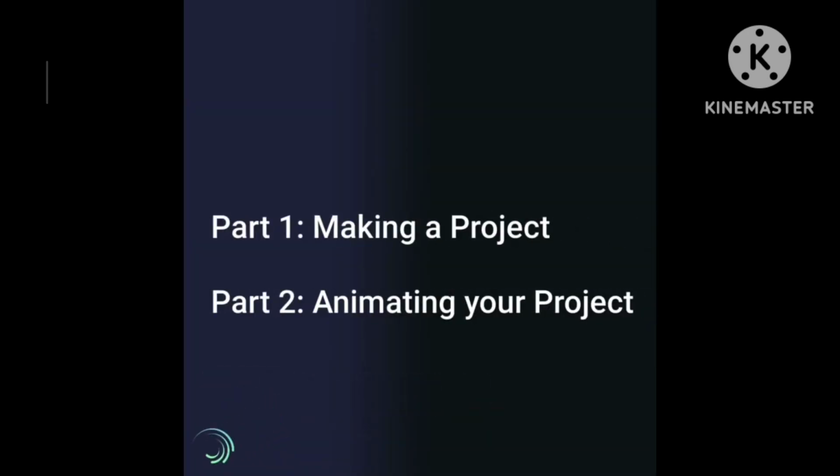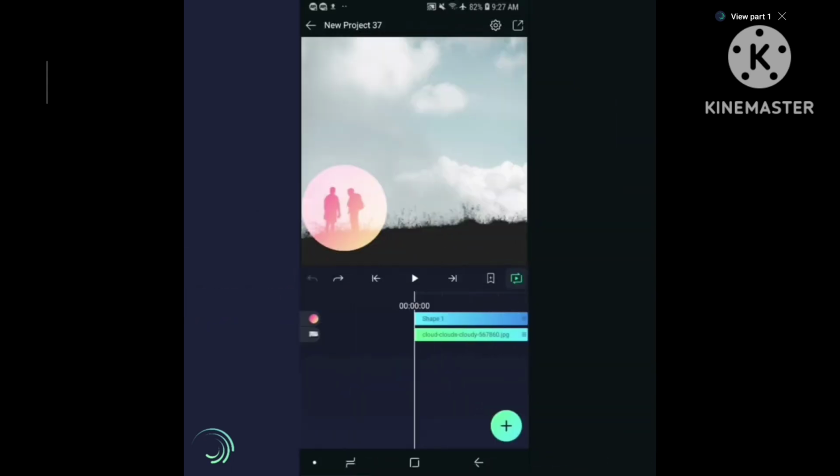Welcome to Getting Started with Alight Motion, Part 2, How to Animate Your First Project. This tutorial builds upon the project we made in Part 1, so be sure to watch that first. There's a link in the video description. Let's get started. The layers we made in Part 1 are only 2 seconds long, but we want to make a 4-second animation, so we need to make these layers longer.